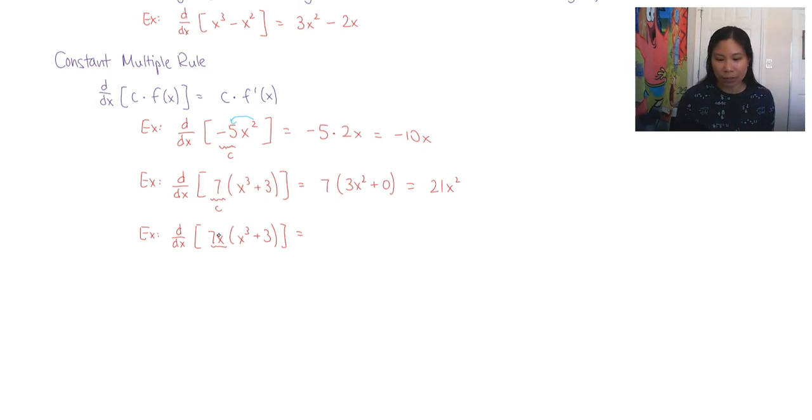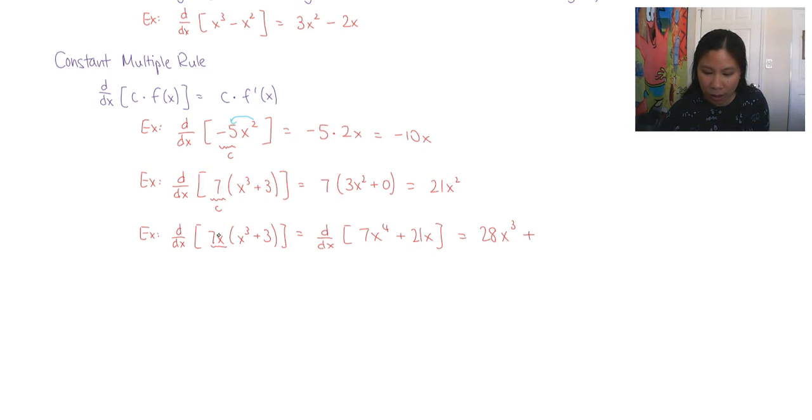So in this case, for right now, until we learn more of the rules, the only way you would be able to solve this is if you actually distributed out the 7x to get 7x to the 4th plus 21x, and then found the derivative this way. So then the derivative of 7x to the 4th would be 28x cubed, because I would take my exponent, bring it to the front, and then drop the exponent by 1.